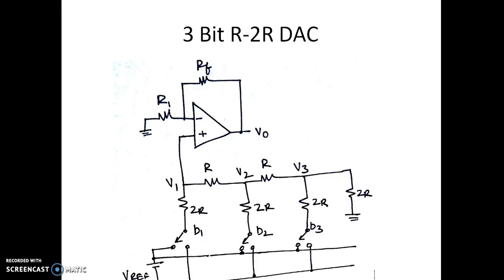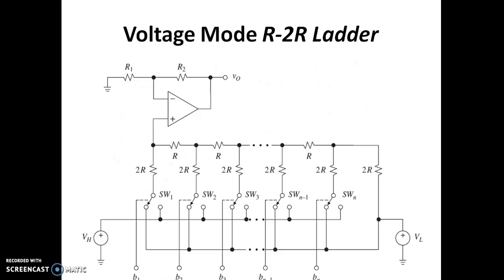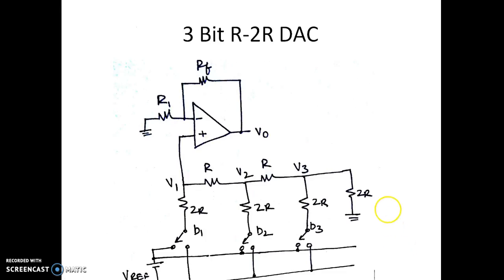Here we are considering VTH as going back to the previous circuit. Now here we have considered VH as the V reference and VL as the ground voltage. Let me see how the connection of this looks like. So here this is again that non-inverting amplifier with a gain of 1 plus RF by R1.